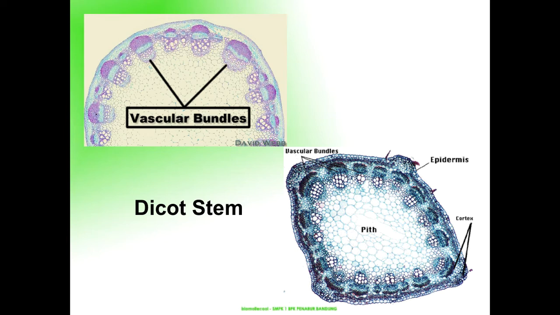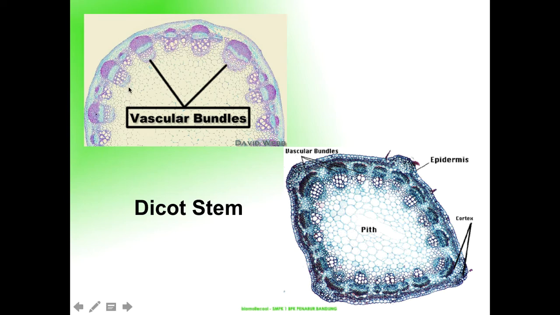For example, in gymnosperms you have the redwood tree, right? Sequoia sempervirens. They are so huge. And in dicots you can find, for example, pohon mangga, the mango tree, which could be very huge. So this is the dicot stem.